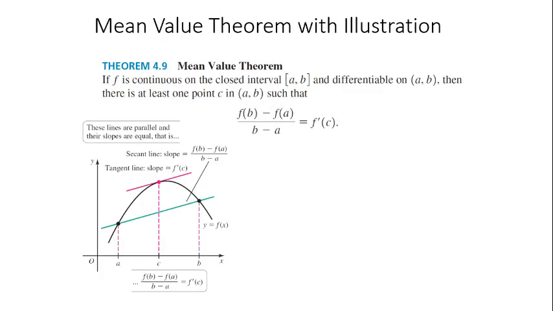So this is just the mean value theorem stated again, and then here's a picture that goes with it. Here's our closed interval a to b. The average rate of change is the slope of that secant line, and then the slope of the tangent line right here at c. These two are parallel, so that means there is at least one point c where the average rate of change equals the instantaneous rate of change, where the derivative equals the slope of the secant line.